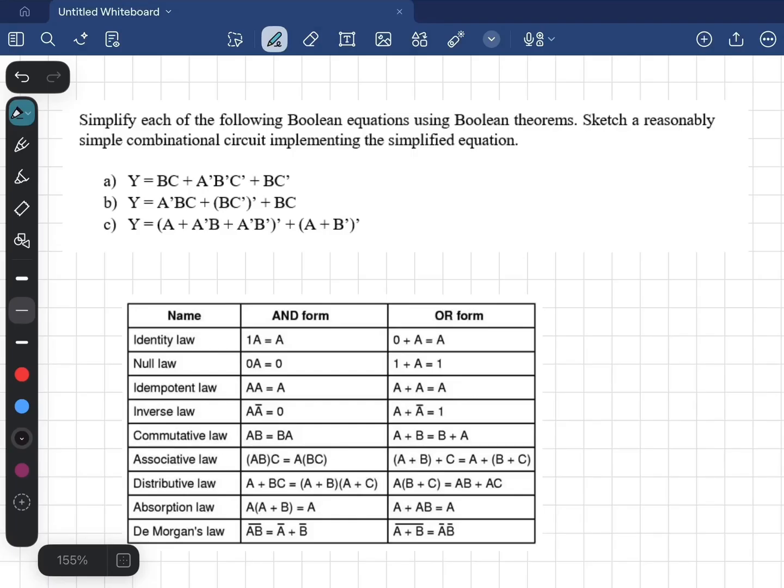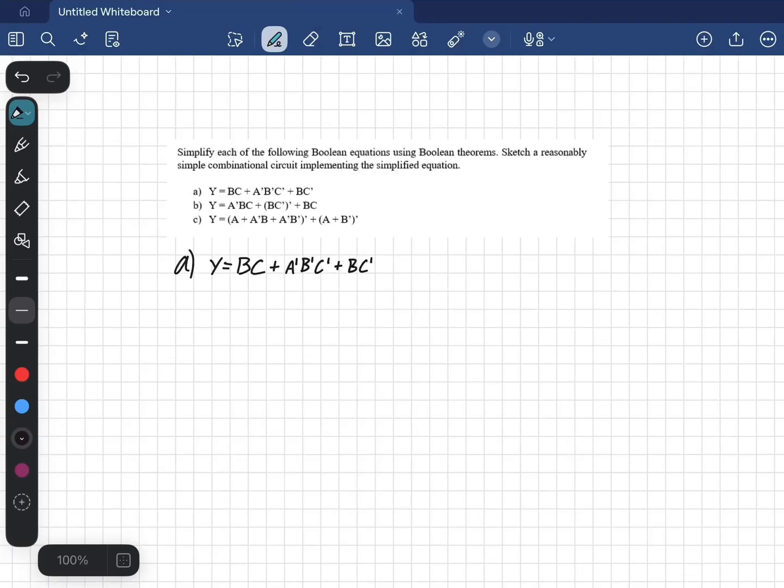Today we're going to use these laws to go through 3 common exam style problems. We're going to simplify them first and then sketch the logic circuits with the minimum number of gates. So let's get right into it. The best way to start these types of problems, in my opinion, is by going for the low-hanging fruit first.